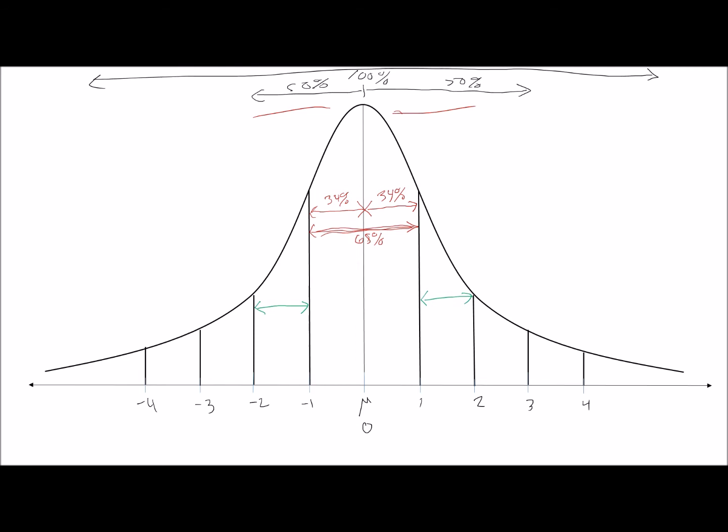Well, that's a smaller space. There's not as much space under the curve for that. So that percentage should be smaller. And indeed it is. That's 13.6% of any population is going to be from the first to the second standard deviations. So we got our 13 down here as well, 13.6%.